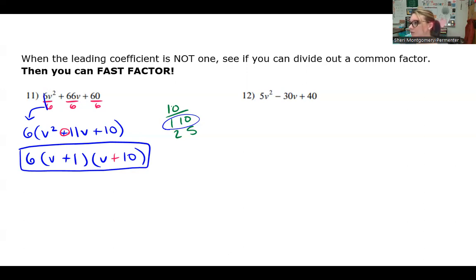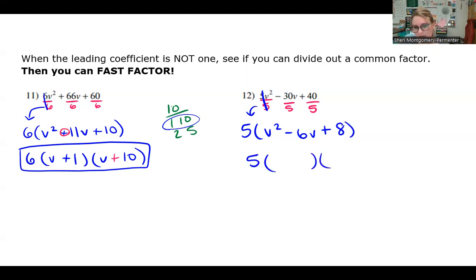It's the same thing, you just have to divide something out first. So for question 12, what do we have to divide out? 5. So we're going to divide it and put it out in the front. That becomes 1. 30 divided by 5 is 6. 40 divided by 5 is what? 8.